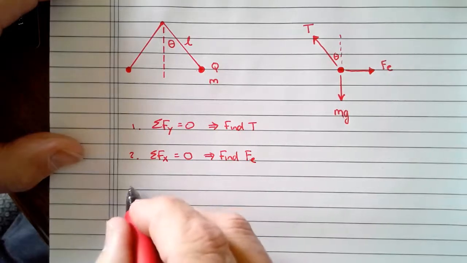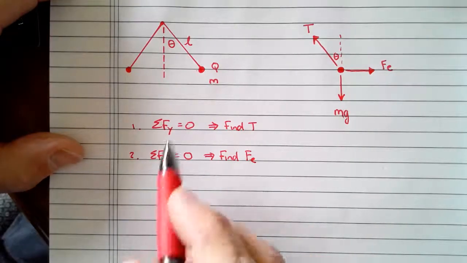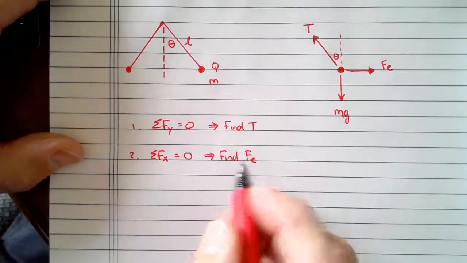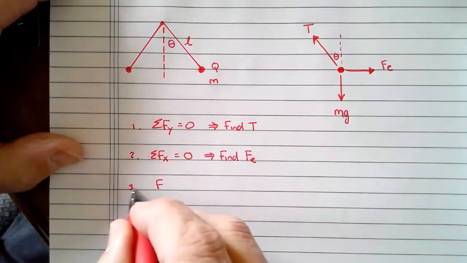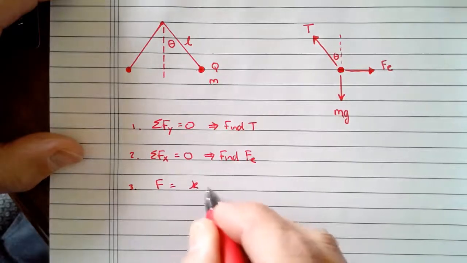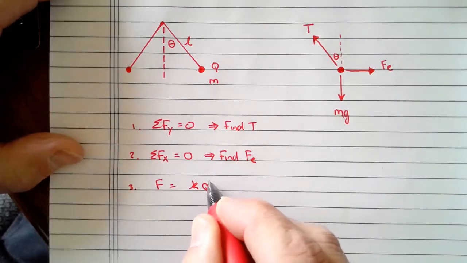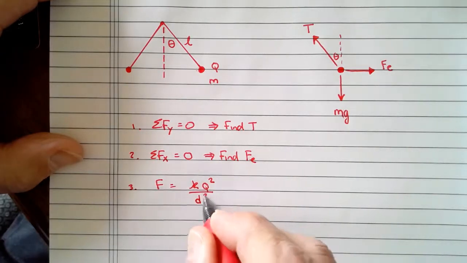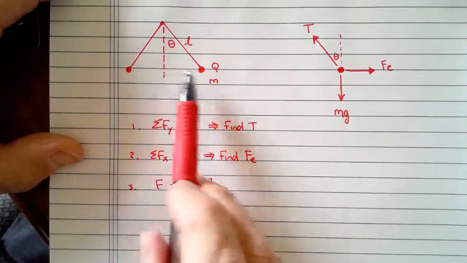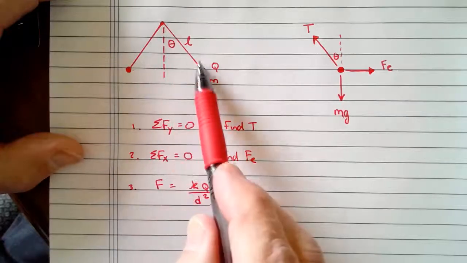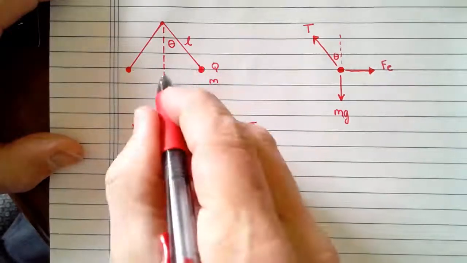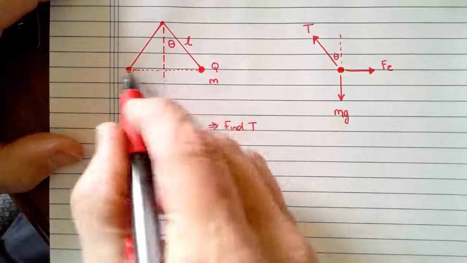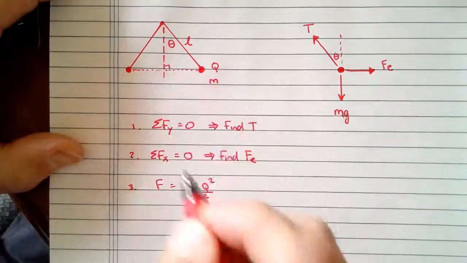Once you know the electric force, you can figure out the charge, because the electric force, which you found, so this is step 3, must equal k Q1 times Q2, so that's Q squared, divided by the distance between them squared. So if you can work out this distance, since you know the length of the hypotenuse and the angle, you can find this distance right here, and of course the distance between the charges is twice that distance, because this is a right angle.